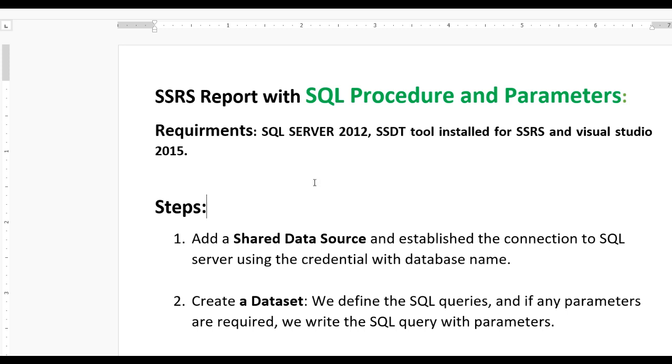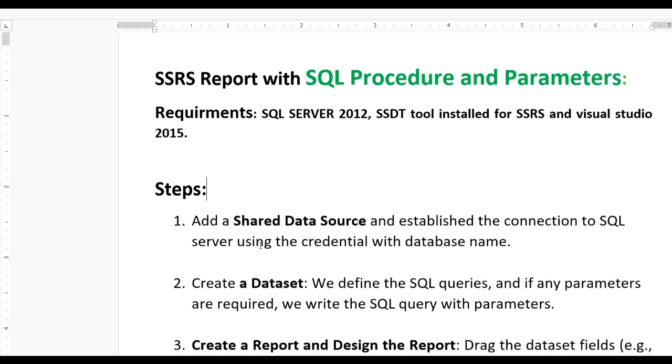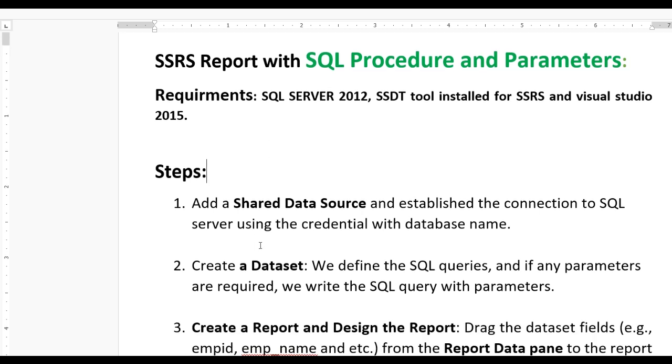Now let us see what steps we need to follow to create an SSRS report. The first one is to add a shared data source and establish the connection to SQL Server using the credentials with the database name. Meaning we need to add a connection string in this shared data source.